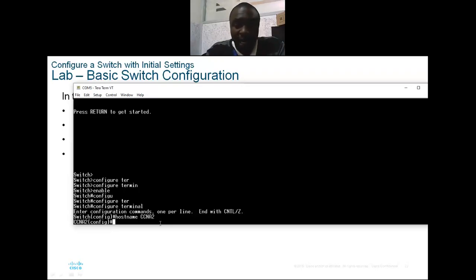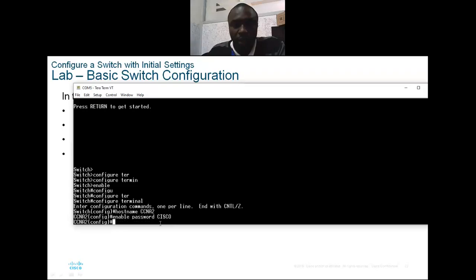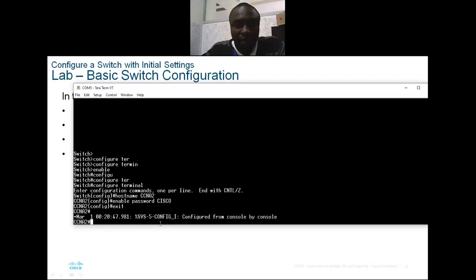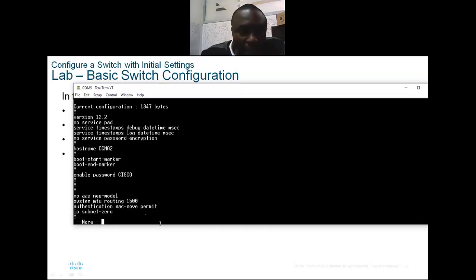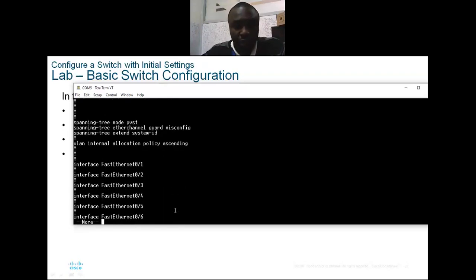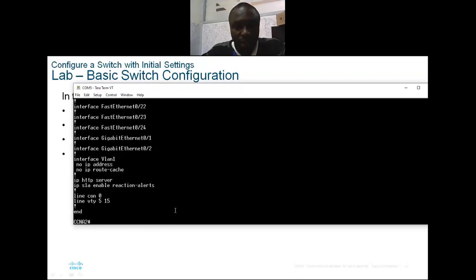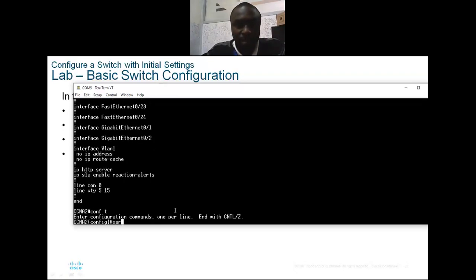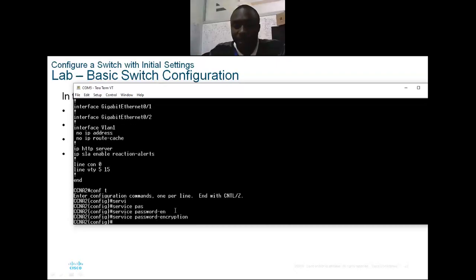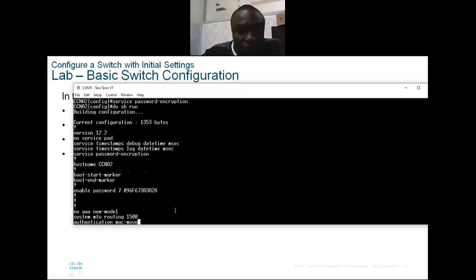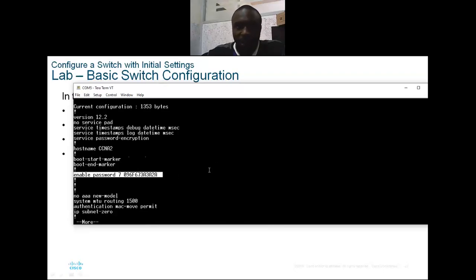Then after changing the hostname, I can decide to secure my router. Now there are two ways I can do this: enable password or enable secret. If I do enable password and type maybe Cisco as my password, and somebody gains access to my router and does show running configuration, you will see my enable password in clear text. So what is advisable, if you use clear text like this, is to do service password encryption. That encrypts the password. So if I say show run, you see the same password is now encrypted.